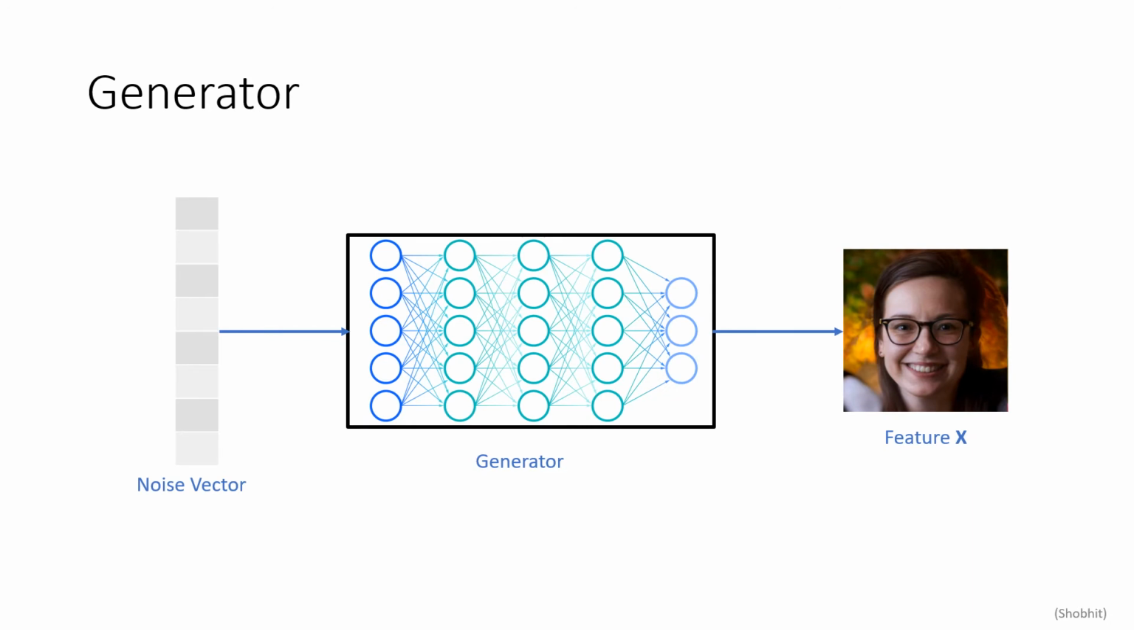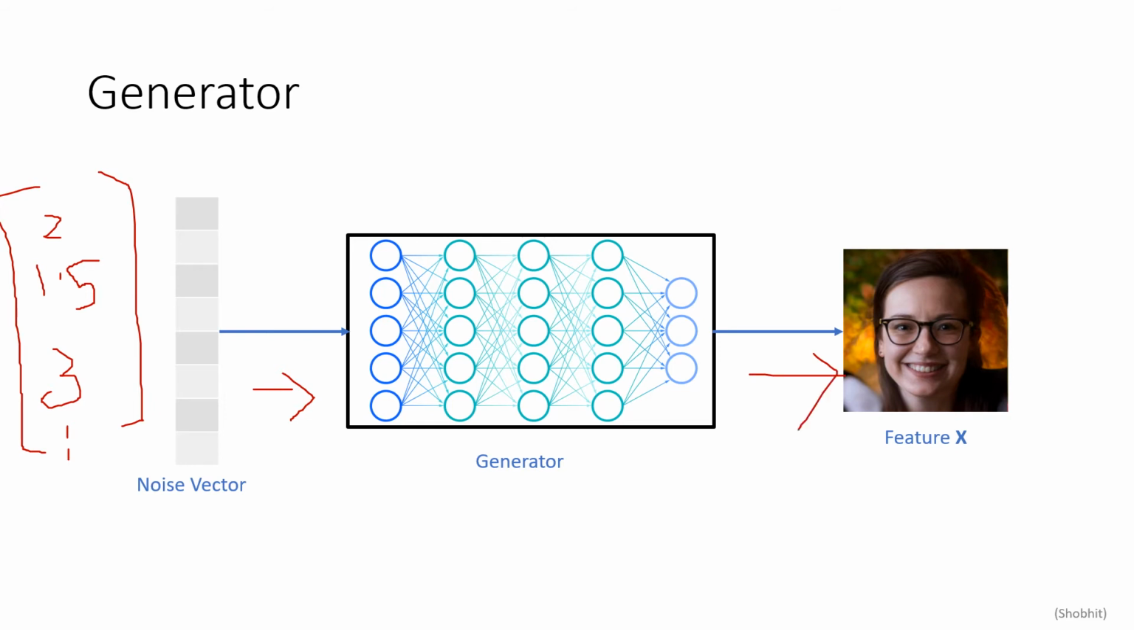After the discriminator, let's see the structure of the generator. For the generator, we give the input as a noise vector. This noise vector follows some distribution like a Gaussian or normal distribution. So we give some input like 2, 1.53, etc. We give this input noise vector to the generator. The generator has a neural network, which can be an ANN, CNN, and so on. After that, it produces some feature X that at the beginning is not realistic, but at the end it may be a realistic feature.